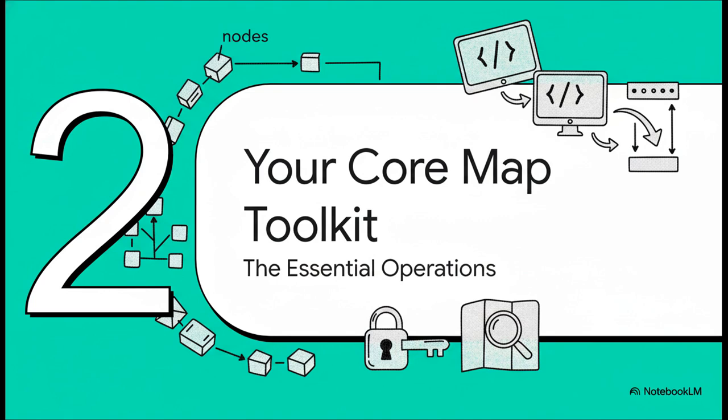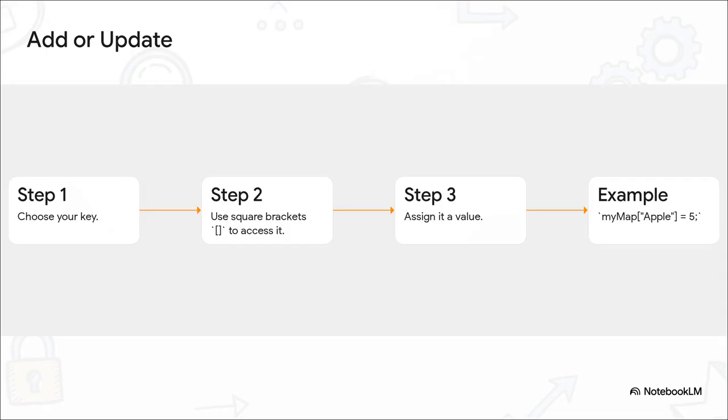All right, theory's great, but how do we actually use this thing in our code? Let's get practical and look at the essential tools in your new map toolkit. This is what you'll be doing 90% of the time. Using these square brackets is just so clean. If the key apple isn't in our map yet, this line of code creates it and gives it the value 5. And if apple is already there, it just updates the value to 5. It's one little operator that does two jobs.